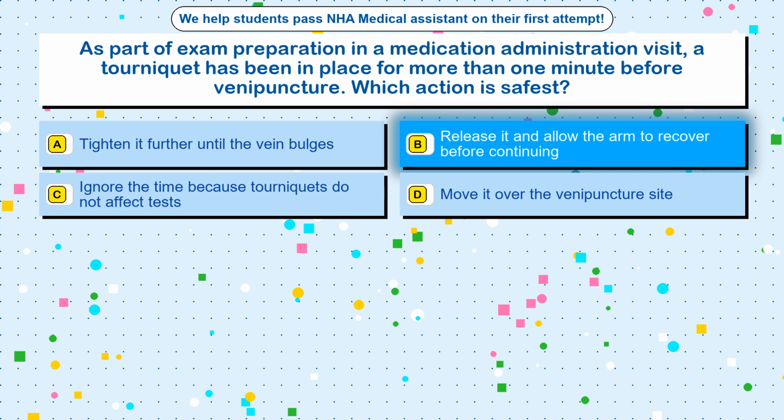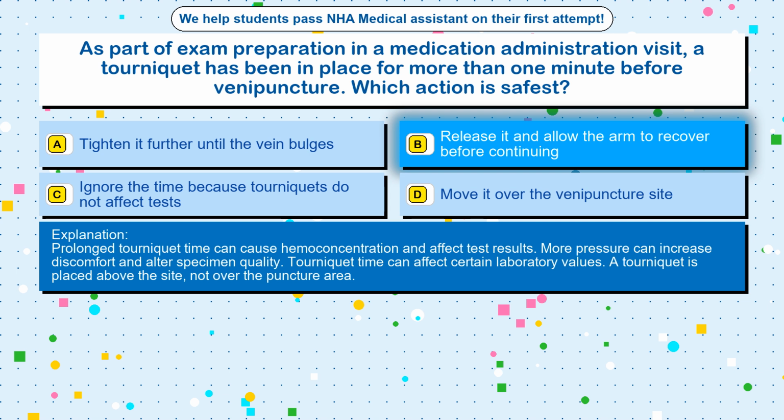Release it and allow the arm to recover before continuing. Prolonged tourniquet time can cause hemoconcentration and affect test results. More pressure can increase discomfort and alter specimen quality. Tourniquet time can affect certain laboratory values. A tourniquet is placed above the site, not over the puncture area.